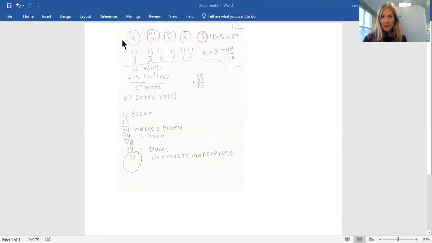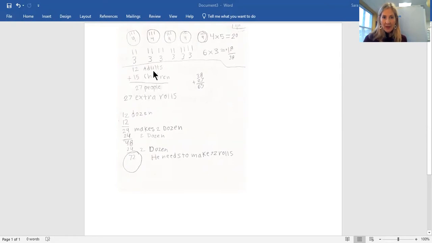So in this student's work, I see they used models and has three children and four rolls. Now it would be nice if there was a little label here telling me what the models were representing, but I can still get the idea. I think probably those represent 2 adults and 3 rolls, another set of 2 adults, another 3 rolls. So he must have been counting up to the 12 adults and then found out how many rolls they needed.